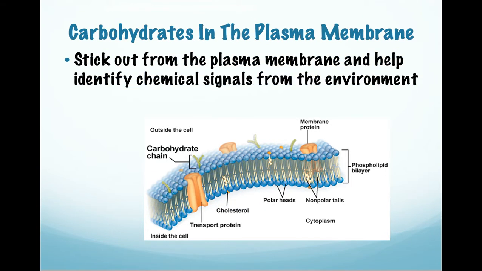The little Y-like structures that you see sticking out of the cell membrane there, they're the green color. Those are your carbohydrates. And what they do is they help to identify signals in the environment of the cell. So they send messages to the cell about different things going on inside and outside of the environment.